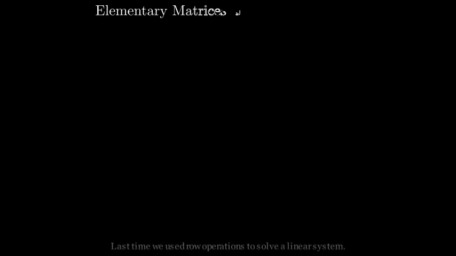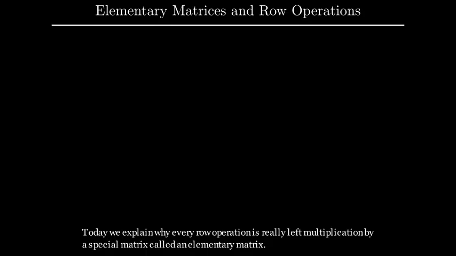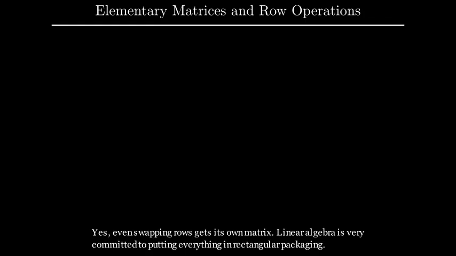Last time we used row operations to solve a linear system. Today we explain why every row operation is really left multiplication by a special matrix called an elementary matrix. Yes, even swapping rows gets its own matrix. Linear algebra is very committed to putting everything in rectangular packaging.